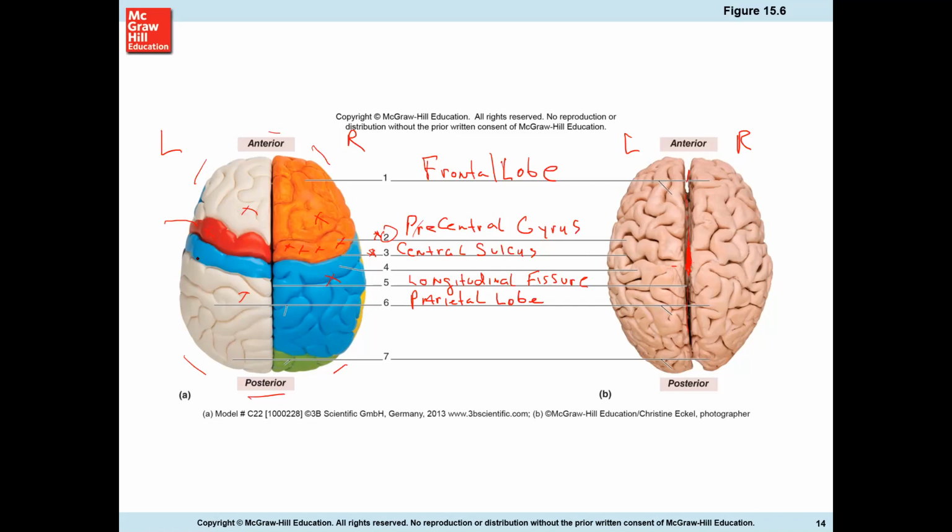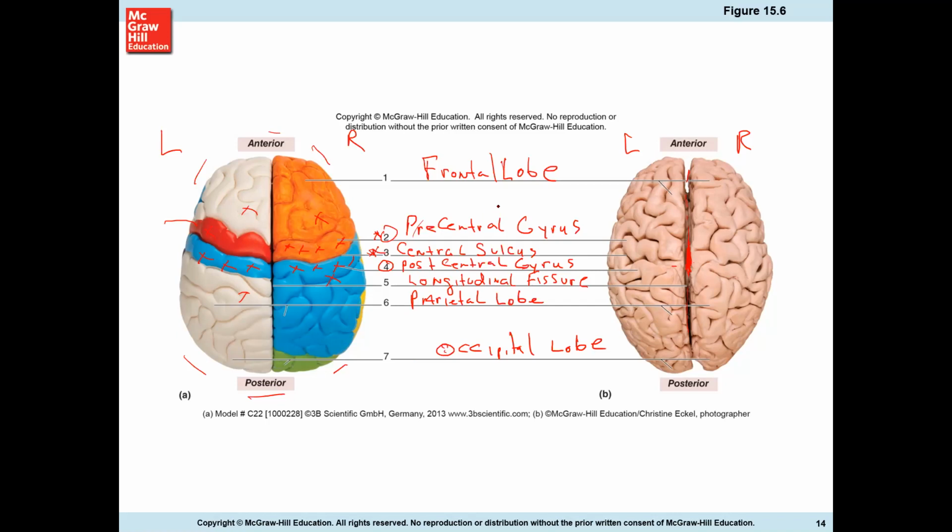So behind the central sulcus, on the parietal lobe, is the post-central gyrus. And you should have heard of this in lecture. Okay. And number 7 is just simply the occipital lobe. You can't see the cerebellum on this picture, okay? So cerebellum would be underneath because we're looking at the superior view. So that's really important right here.